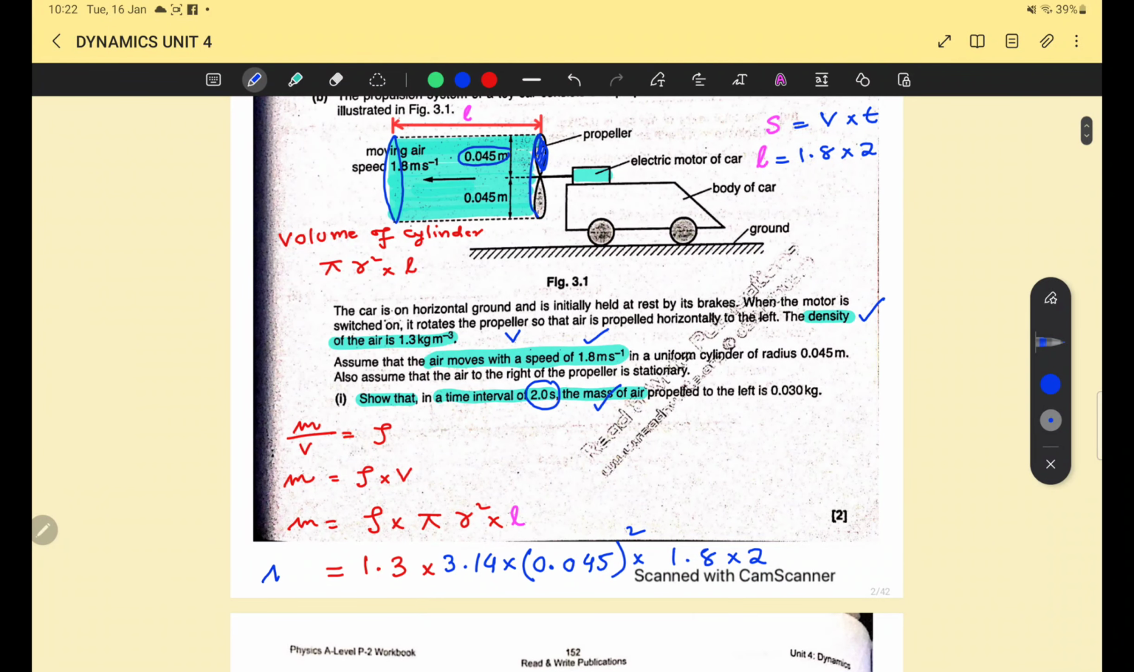If you solve this calculation, then the mass of air will be 0.030 kg. So the mass of air is the product of density into volume. Density is given, volume is calculated by the volume of a cylinder, that is pi r square L, and then you can calculate the mass of air.